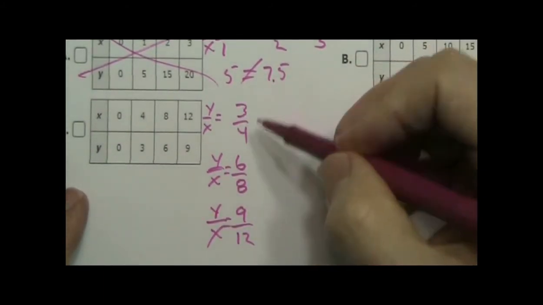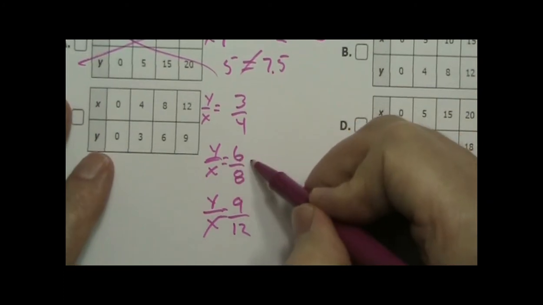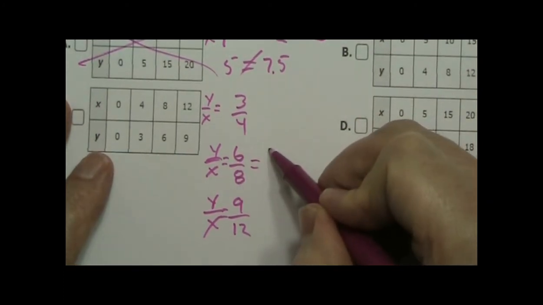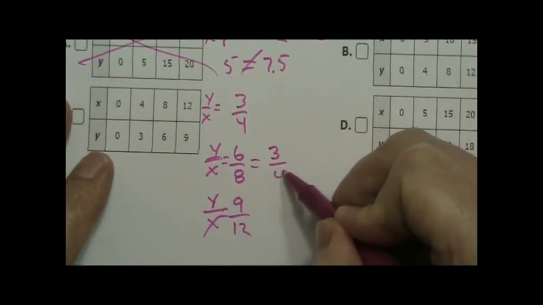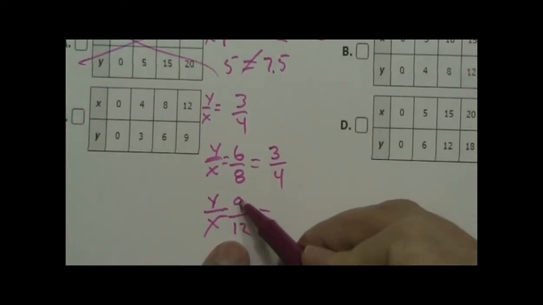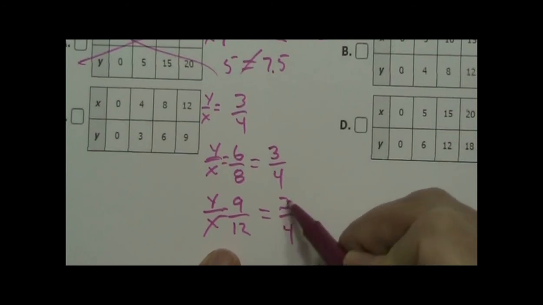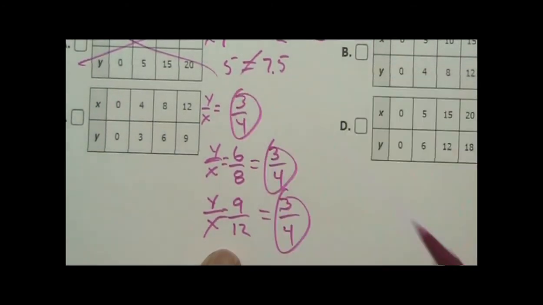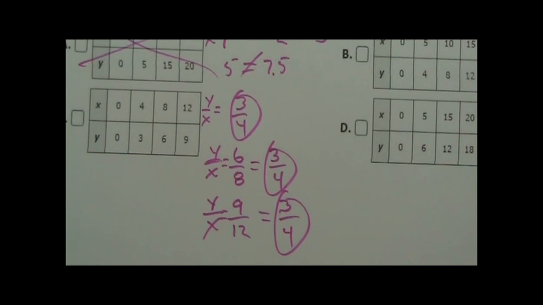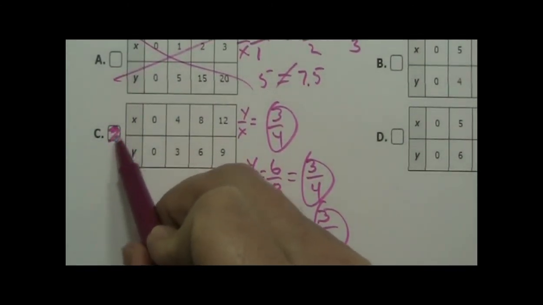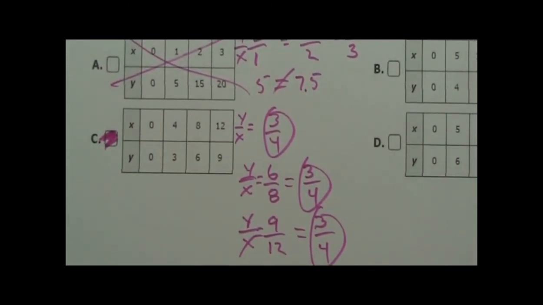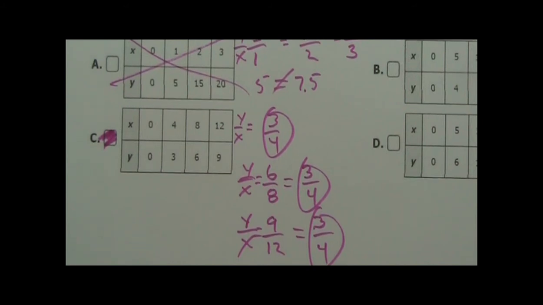And this, 3/4, okay, let's just leave it like that. 6 over 8, that could be reduced. 2 goes in there 3, 2 goes in there 4. On this one, 3 goes in here 3, 3 goes in there 4. Hey, look, they're all 3/4. It works. They're all the same. This one is one of the answers. I don't know about the others, but this one works.